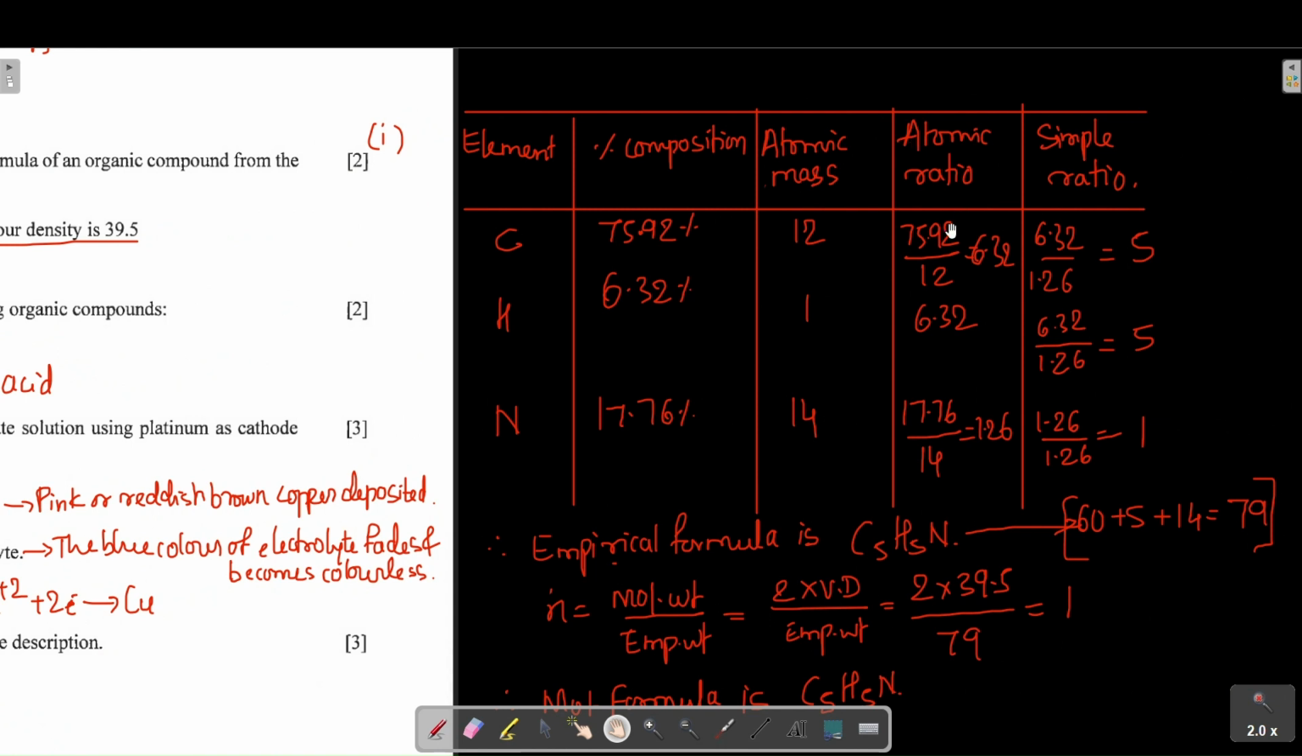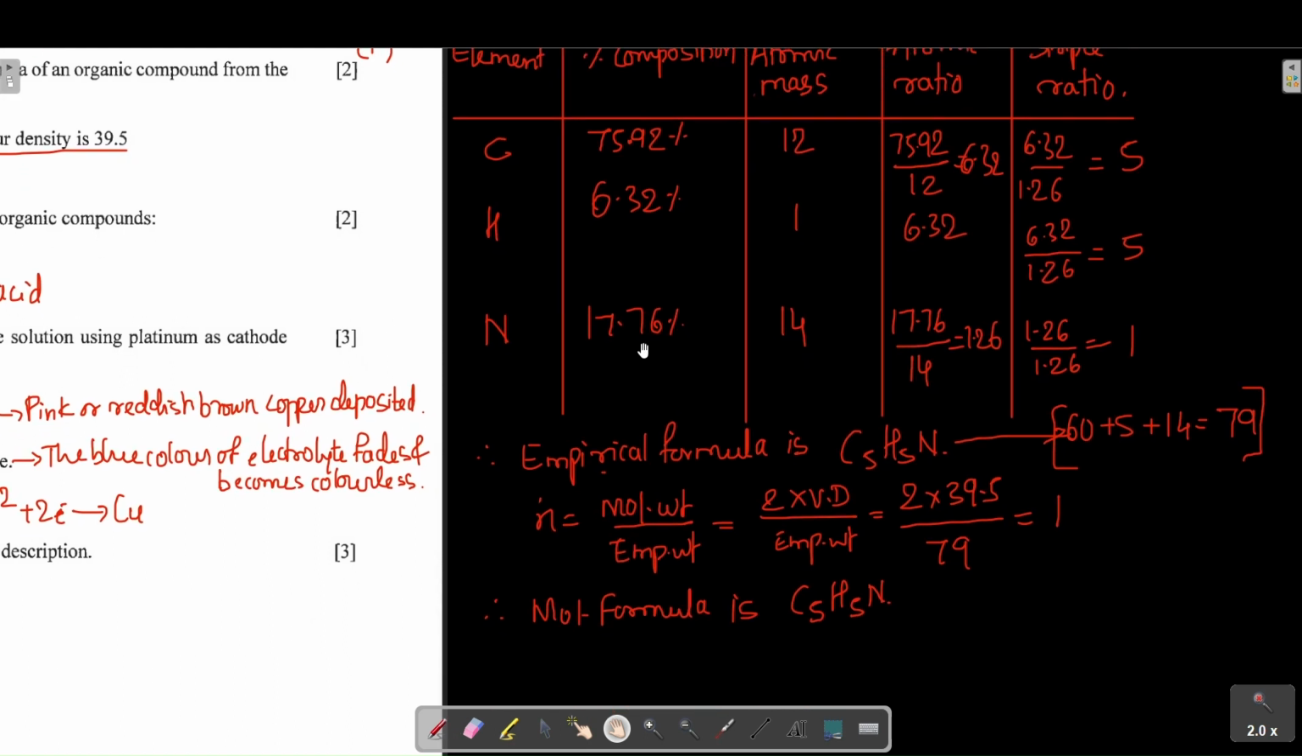Find the atomic ratio. How? Percentage composition divided by atomic mass gives you the atomic ratio. Once you get the atomic ratio, find the simple ratio. Out of these three, whichever is smallest, divide all the other atomic ratios by that number. So 1.26, you have to divide 6.32 by 1.26. When you do that, you get the simple ratio. So the number of atoms you get is carbon 5, hydrogen 5, nitrogen 1. So C5H5N is your empirical formula.